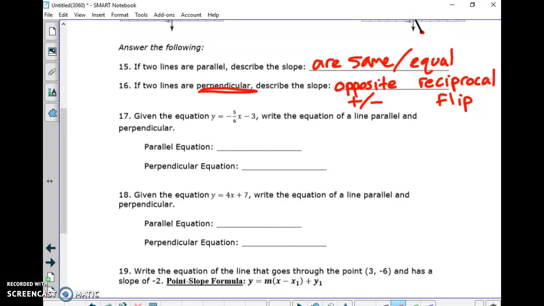All right, 17. Given the equation, y equals negative 5 over 6x minus 3, write the equation of a parallel line and a perpendicular line. So we know parallel means keep the exact same slope, negative 5 over 6x. But we're going to change that y-intercept, and I'll do that in blue, from negative 3 to whatever number you want. I just randomly am going to pick negative 1.